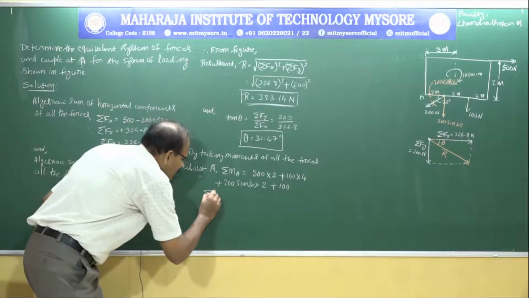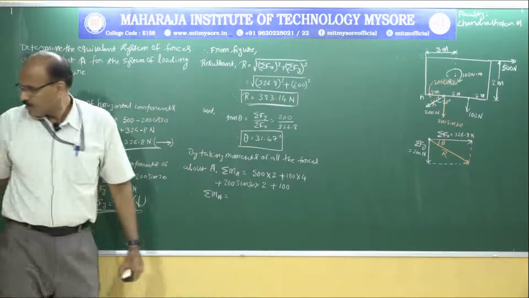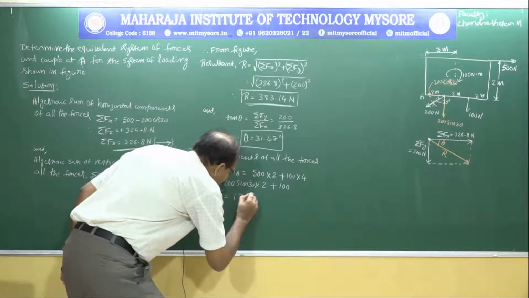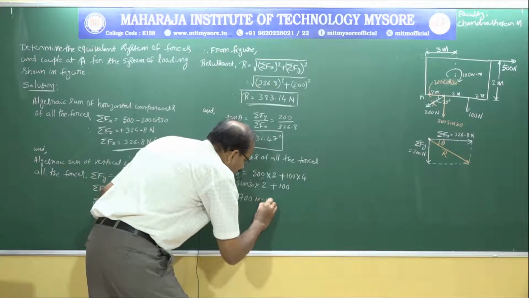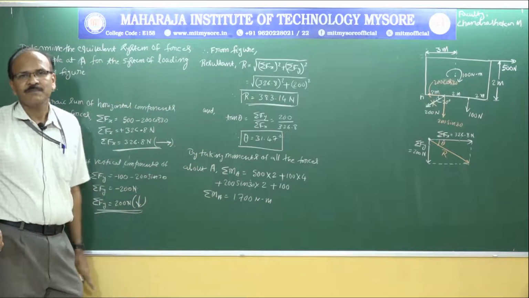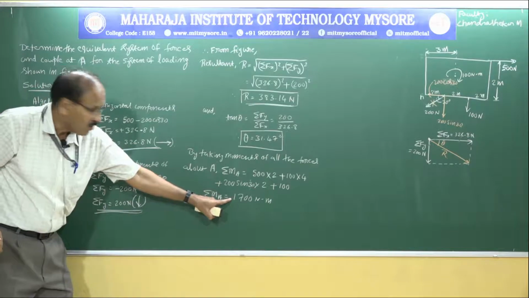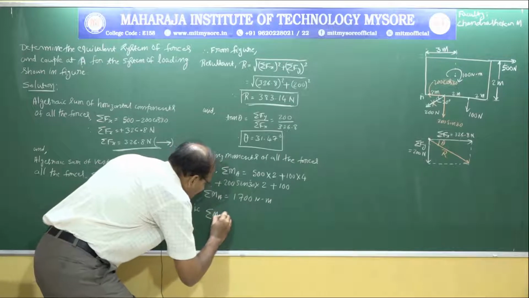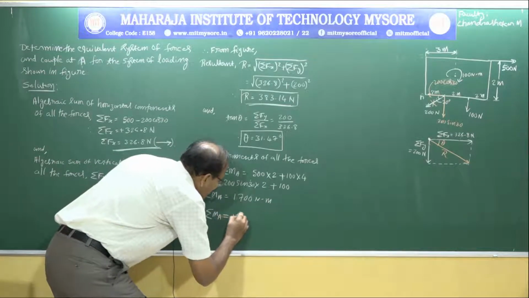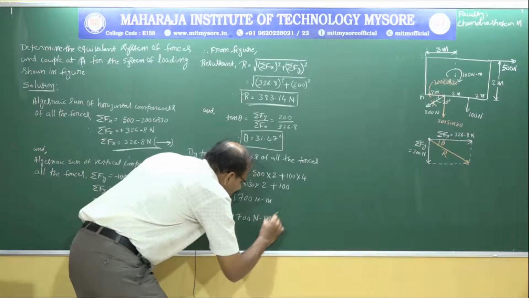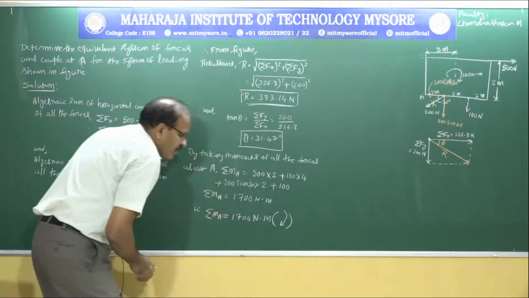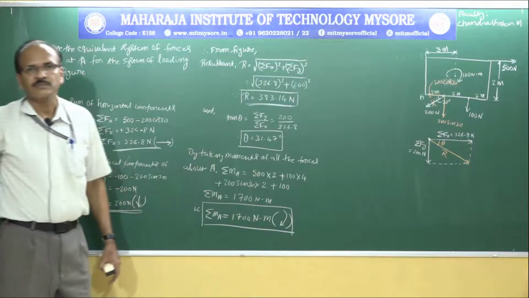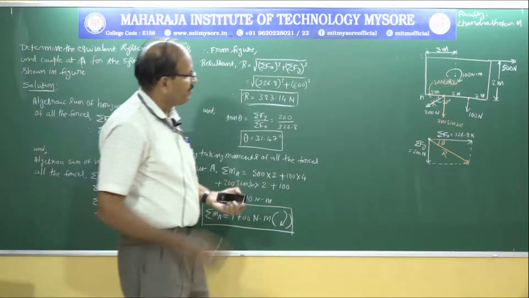Therefore, sigma MA equal to the value of this is 1700 Newton meter with plus sign. This is plus. What it means? That is sigma MA equal to 1700 Newton meter clockwise. Okay, once this is done, it is over.